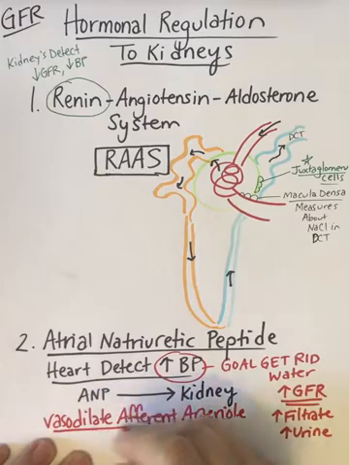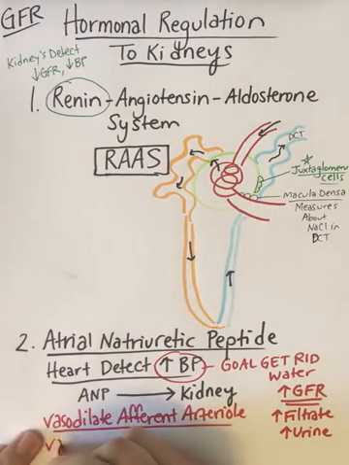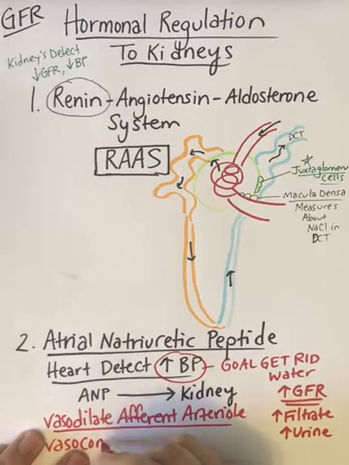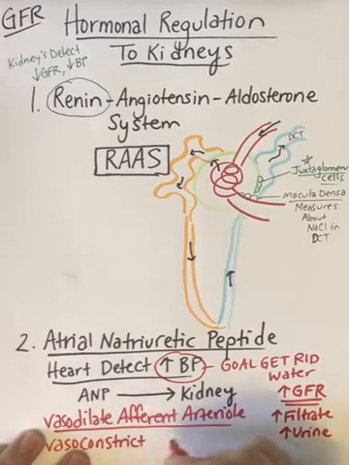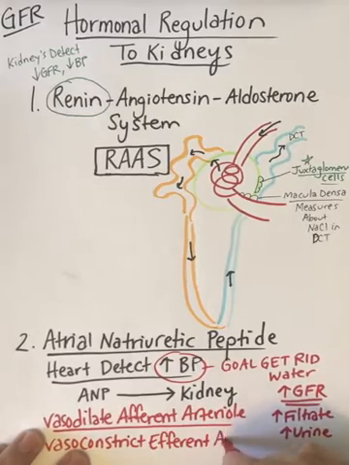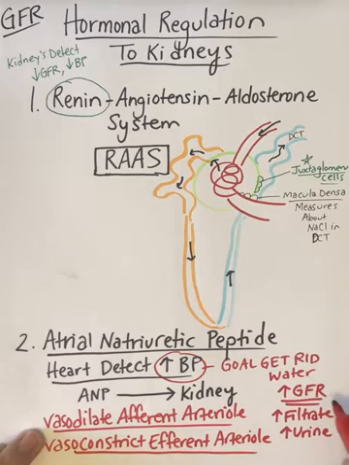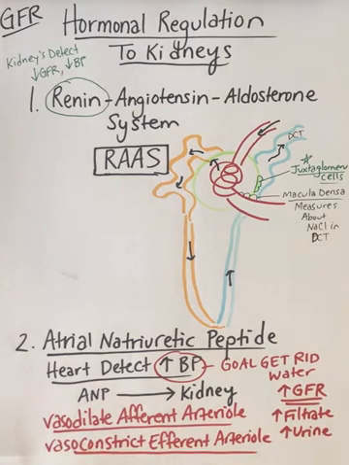If you vasodilate the afferent arteriole, you have more filtrate, but you're going to vasoconstrict the efferent arteriole, preventing any of that filtrate from exiting. So we can increase the filtrate, we can increase urine, you can get rid of excess water.